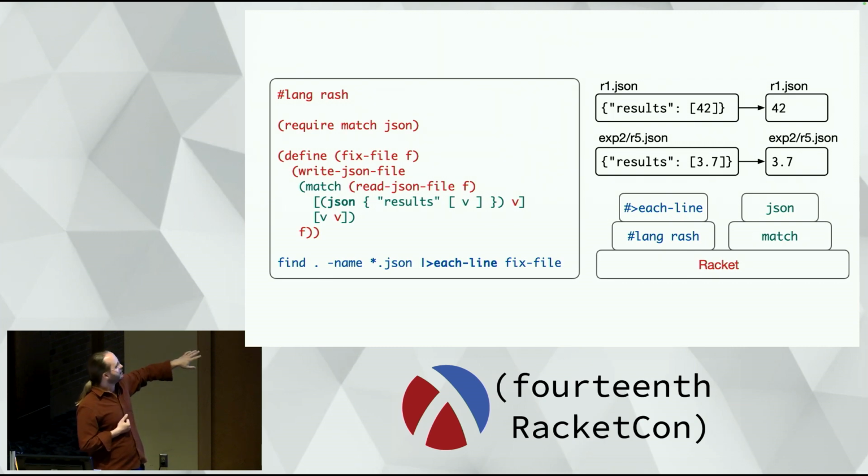And similarly, the Rash DSL doesn't have this each line construct built in. It has some lower level constructs for dealing with streams of data. But we can, as a macro, add a new kind of pipeline operator to Rash and extend it. So this is the style of programming that I think is very cool that you can do in Racket somewhat uniquely, and that I would like to make even better.